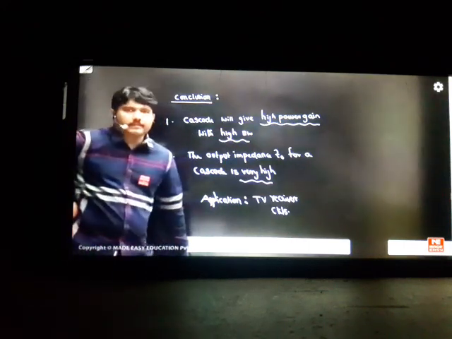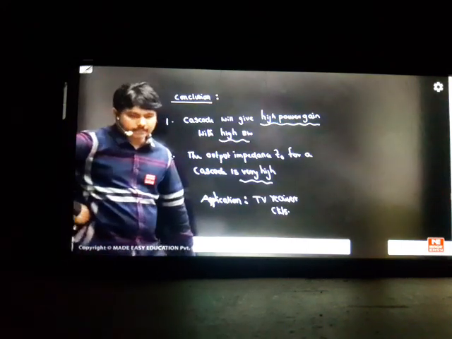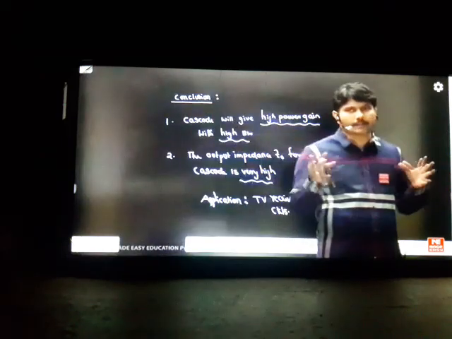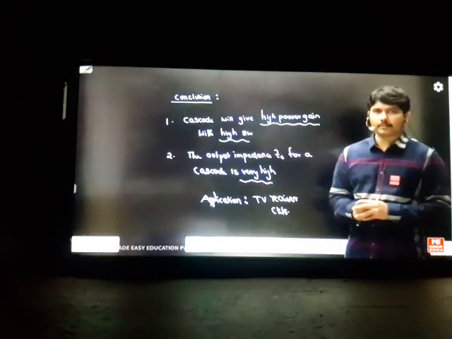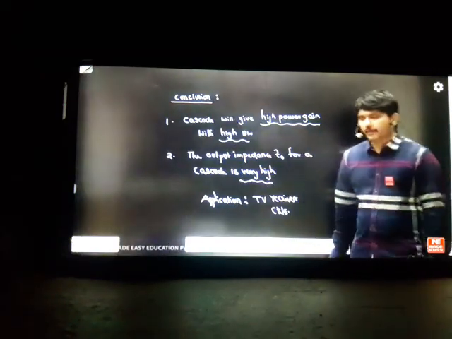Because at the receiver side, we have to receive all the signals. Nowadays there are so many channels. If you want to receive the channels, you must have the required bandwidth, and at the same time the signal has to get amplified. So that is why it became a popular IC for TV receivers. So this is one.